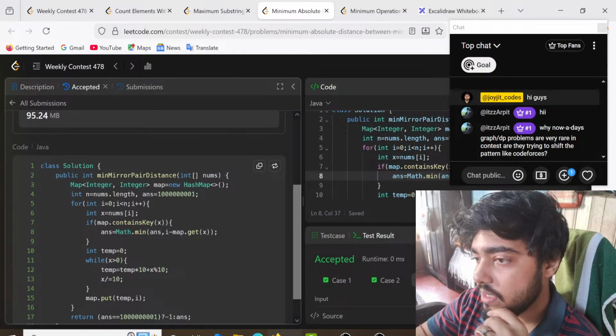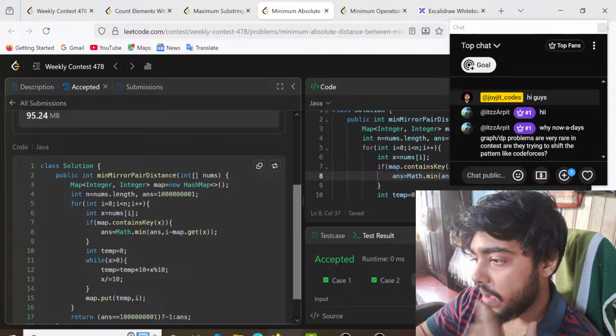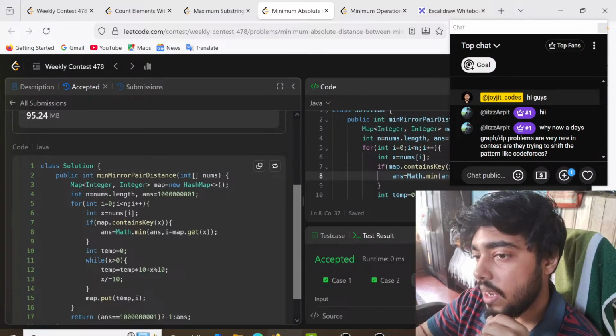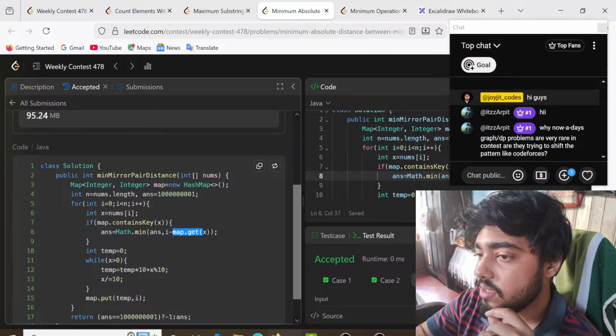X is equal to nums[i]. If the map contains key x, then I have to return whichever is minimum: answer or i minus map.get(x). Why is this map.get(x)? Because we have to find the position of that.